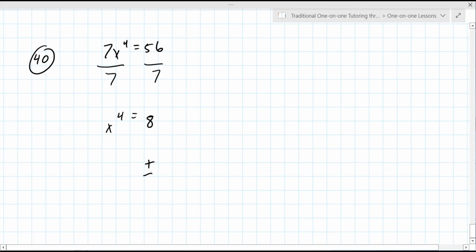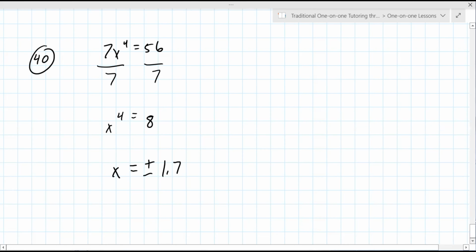Okay. So it's going to be x equals plus or minus 1.7. Yes, perfect.